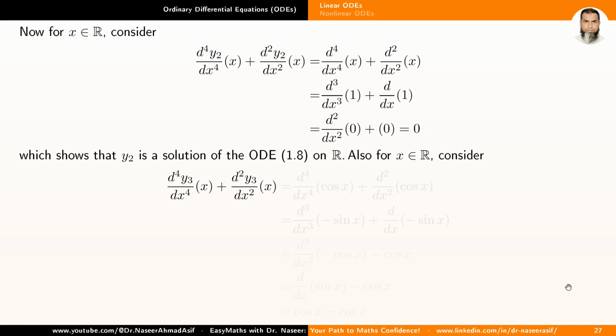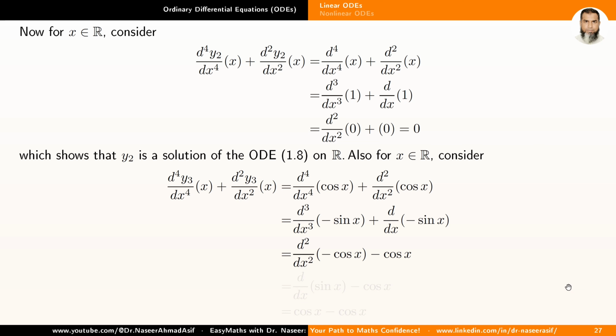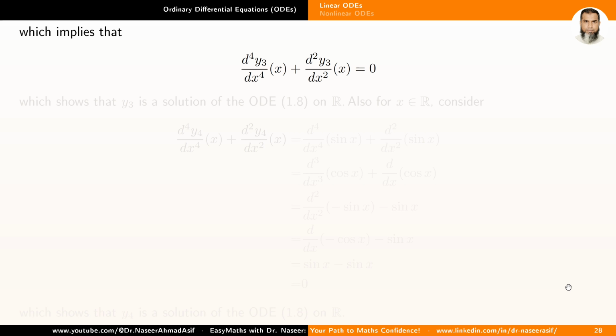Also for x belonging to R, consider d⁴y3/dx⁴ plus d²y3/dx², which is equal to d⁴/dx⁴ of cosine x plus d²/dx² of cosine x, which is equal to d³/dx³ of minus sine x plus d/dx of minus sine x, which is equal to d²/dx² of minus cosine x minus cosine x, which is equal to d/dx of sine x minus cosine x, which is equal to cosine x minus cosine x. So d⁴y3/dx⁴ plus d²y3/dx² is equal to 0, which shows that y3 is a solution of the ODE 1.8 on R.